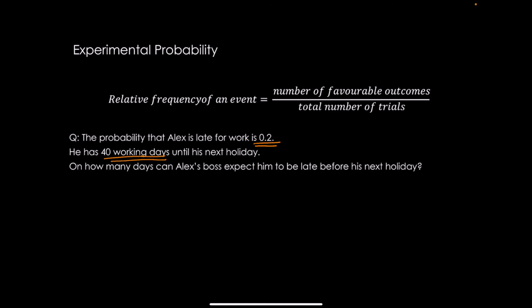Okay, so remember, what it's saying is the probability that he's late is 0.2 or 20%, and he's got 40 days of work left. So you're going to do 40 times 0.2. Technically what you're doing is finding 20% of 40. So 40 times 0.2 is 8. So he's going to be late for 8 of those days. And that's basically how you work that out.